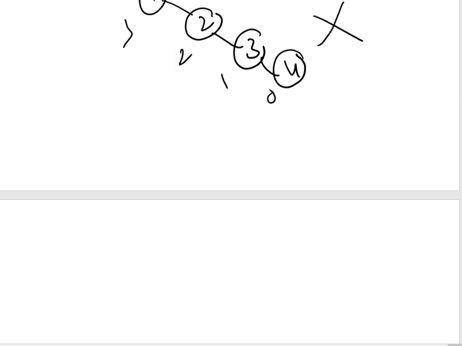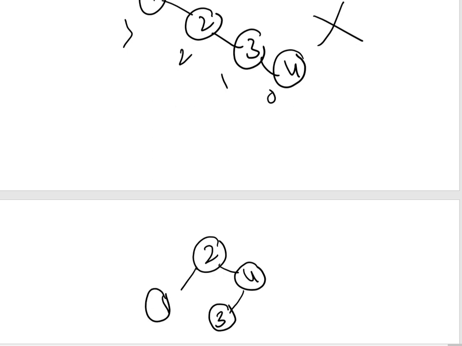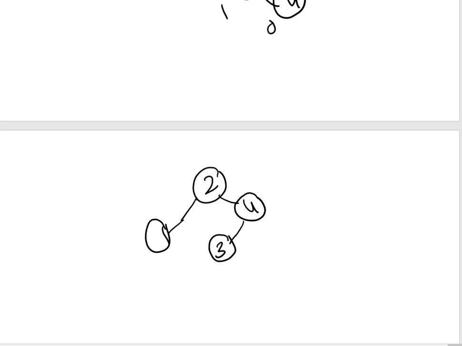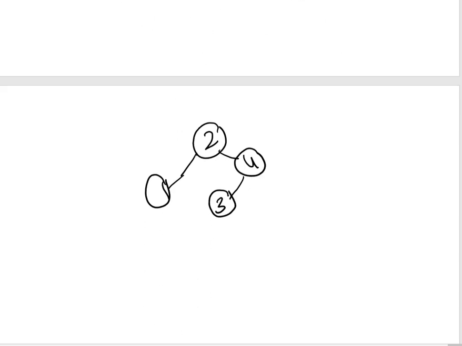So we have 4. We should get the height 3. Let me use 2, and we go for 4, and then 3, then 1. Okay, you got it, right? Let me draw perfectly. Let me take 2 as a root node.